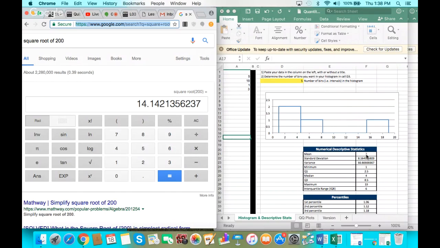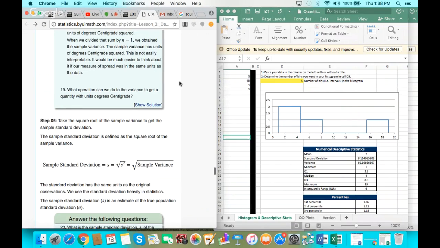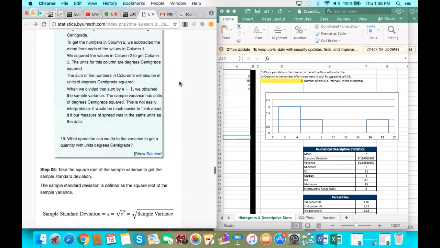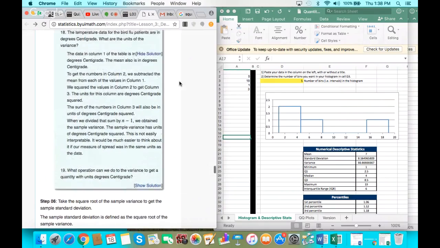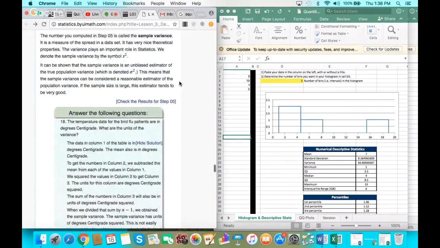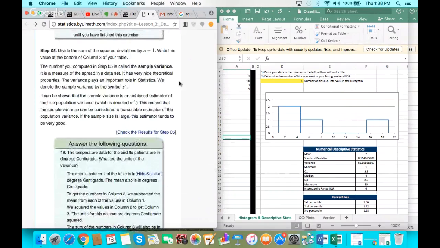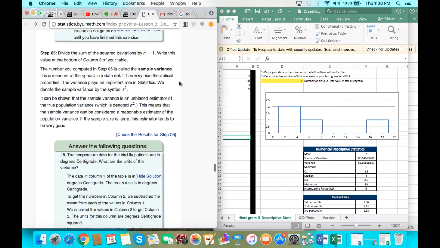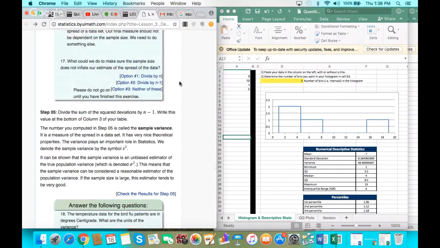Because the mean is 7. That's right. So if we have the mean right, then this is right, which means we have to figure out how to get 8.164. Wait, what is this, dividing n minus 1? I think that's the variance or something. Divide the sum of the squared deviations by n minus 1. Write this at the bottom of column 3 of your table.